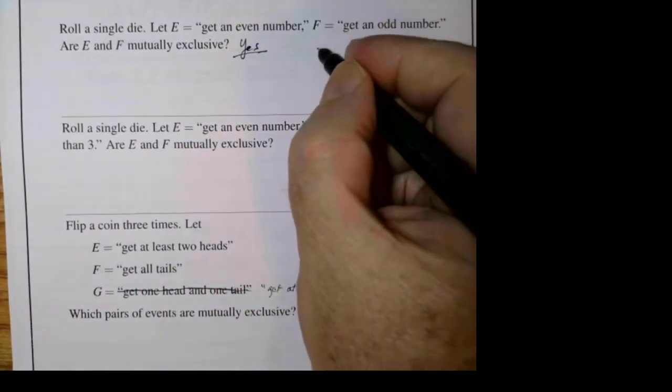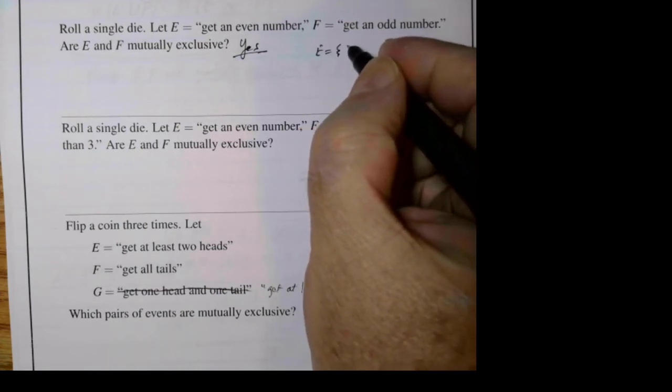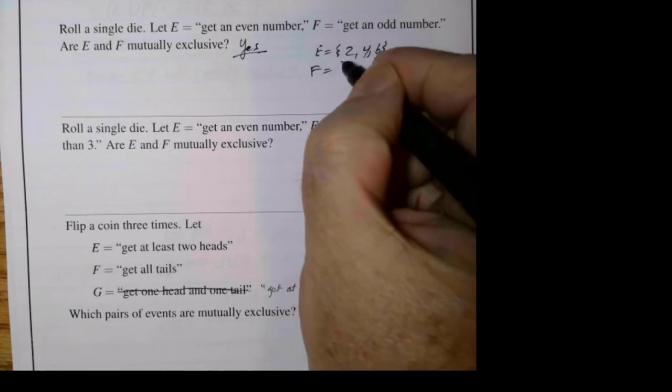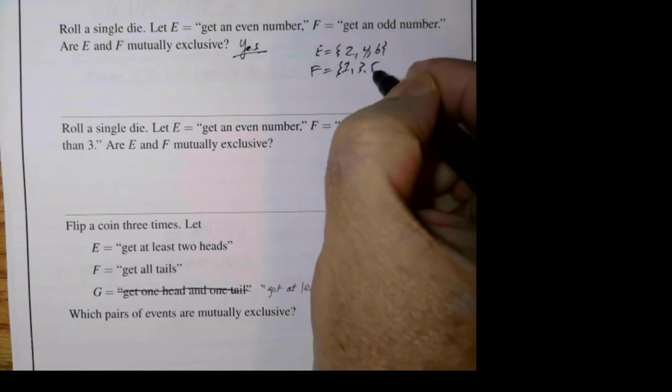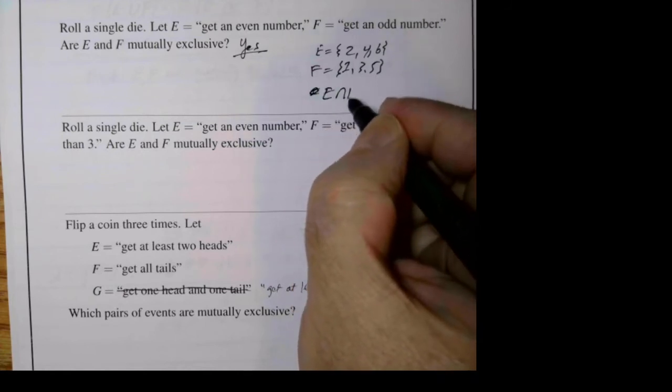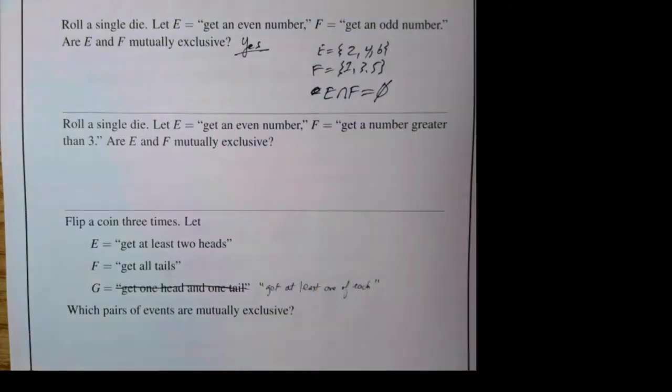We could actually write this out. In this case, E would be 2, 4, 6. F would be 1, 3, 5. And it's pretty obvious that E intersect F has nothing in it. There are no outcomes in E intersect F. So they are mutually exclusive.